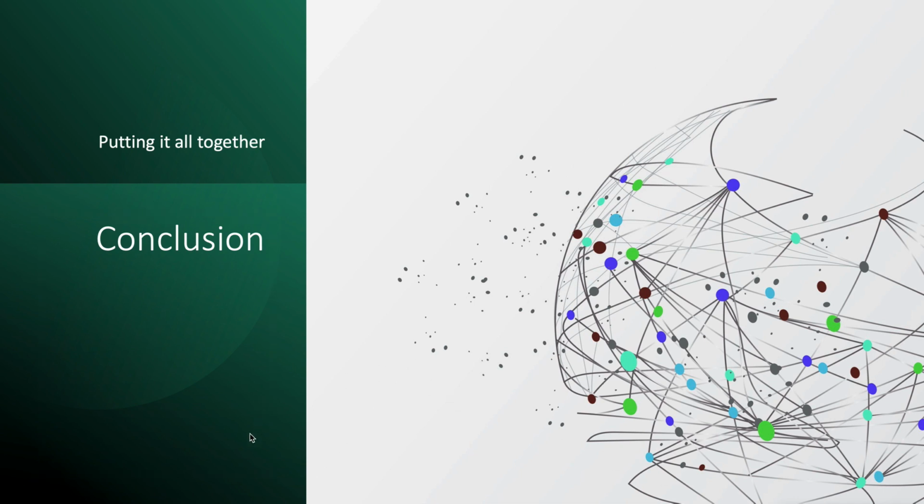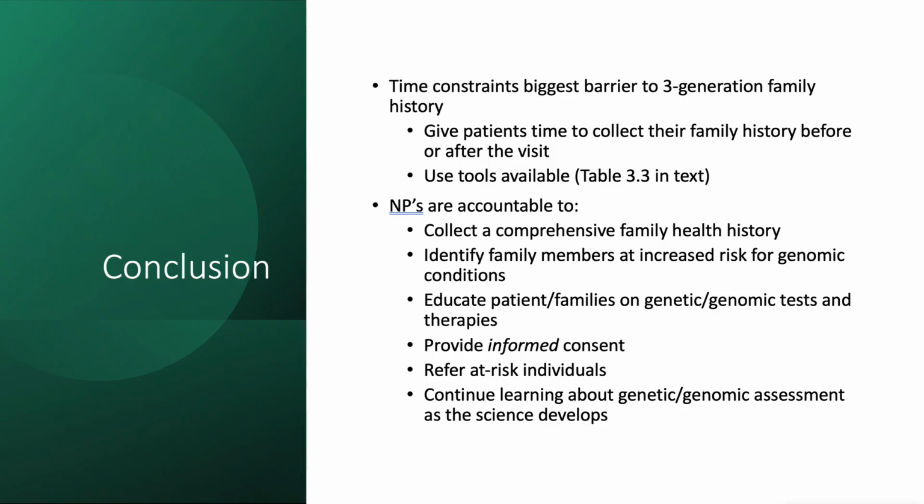So, putting it all together, let's try to draw this all into a conclusion. One of the things you should know is time constraints are the biggest demonstrated barrier to collecting a 3-generation family history, especially if you have to go to the level of a pedigree. Recommendation: give patients time to collect their family history before or after the visit, not in the visit. Don't rush it so much you try to squeeze it into your 20 or 30-minute visit.